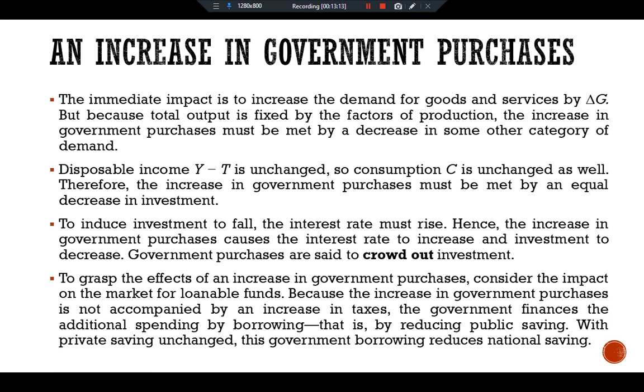Okay, to grasp the effects of an increase in government purchases, consider the impact on the market for loanable funds. The increase in government purchases is not accompanied by an increase in taxes. The government finances the additional spending by borrowing, that is, by reducing public saving, with private saving unchanged. This government borrowing reduces national saving.